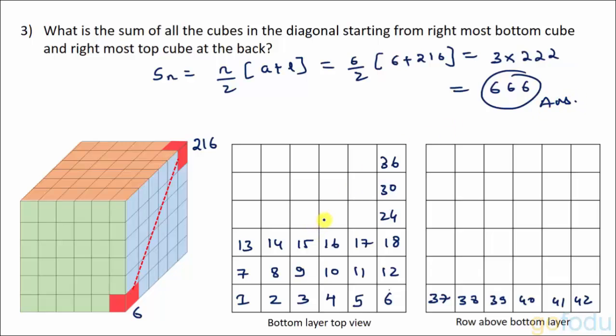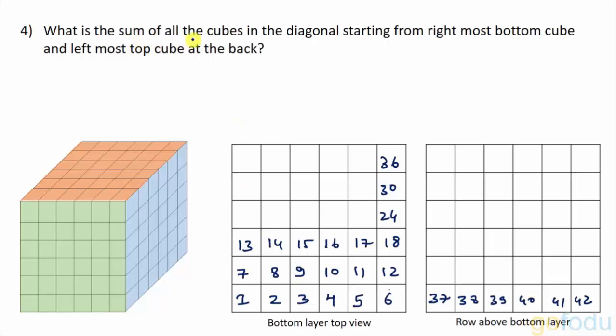Let's look at the last question. What is the sum of all the cubes in the diagonal starting from the rightmost bottom cube and leftmost top cube at the back? Now, this is talking about basically this cube and this cube at the back. Clearly, this will be the diagonal and it is a body diagonal, and the cubes that this body diagonal contains will be in AP only. First term will be 6 and last term will be, if it is 216, 216 minus 5 is 211. So last term will be 211.